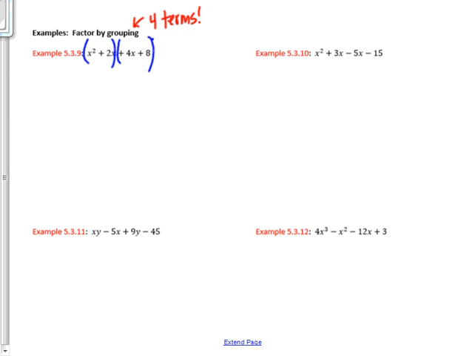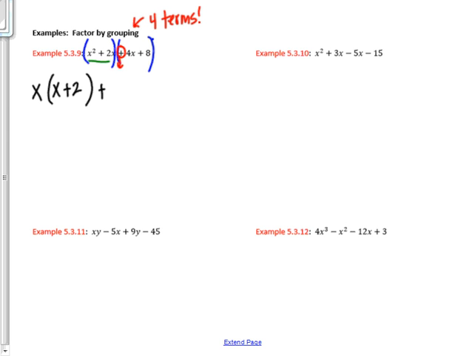Okay? And then what you're going to do is say, alright, I need to factor out whatever I can between x squared plus 2x. Well, what is the only thing they have in common? Take out an x. If I took away an x from both of those, I'm left with x plus 2. Okay, in grouping, whatever this sign is, we just copy it down. So we'll copy a plus.